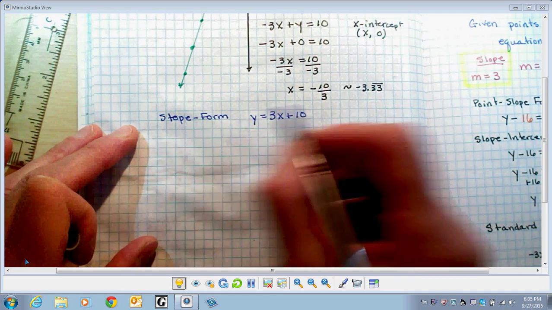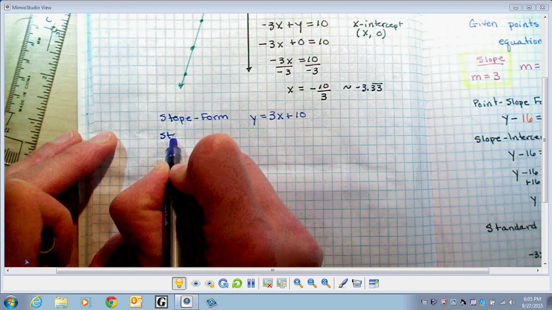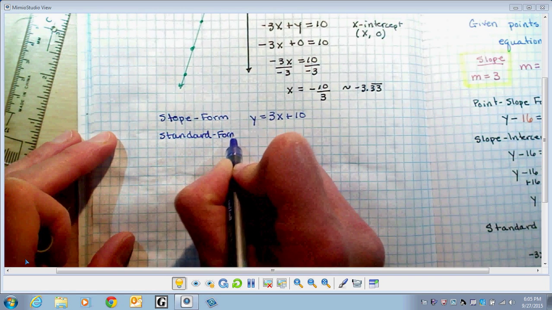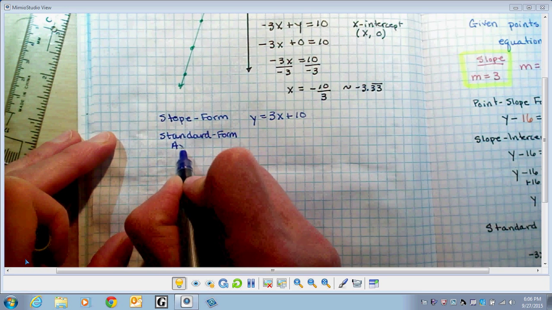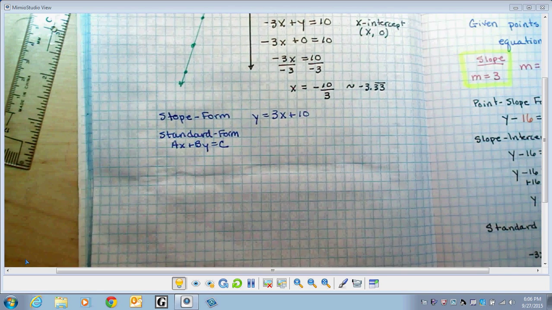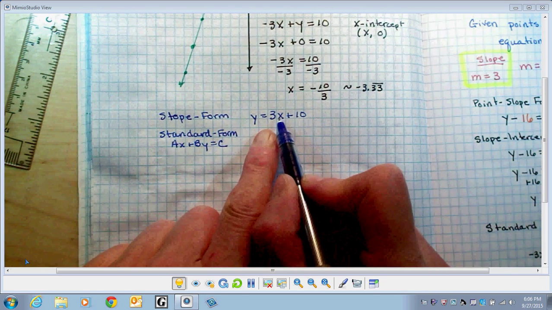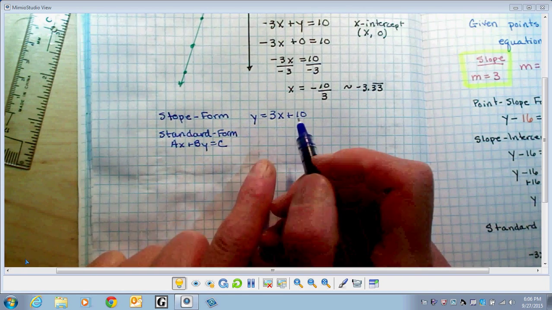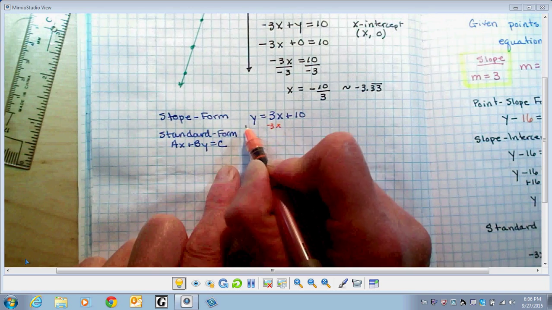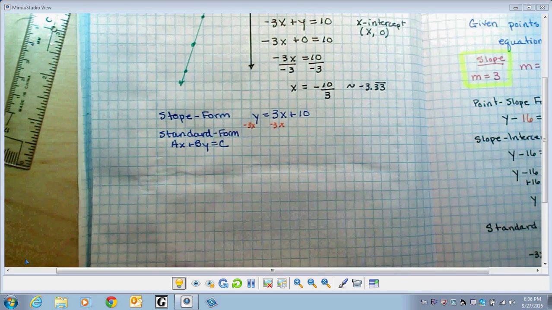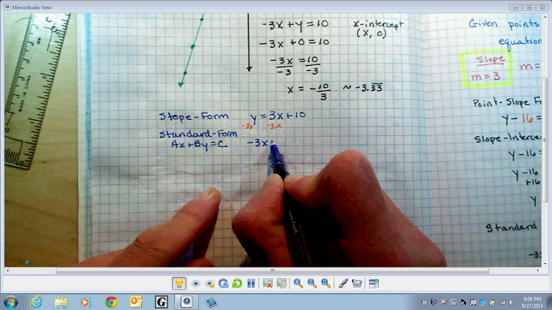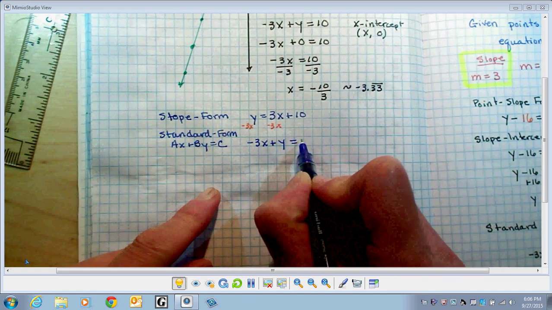But I want to get it into standard form. And remember, standard form is ax plus by equals c. So I just need to get my x over to here. So that means I'm going to have to subtract 3x from both sides of my equal sign. So then that gives me negative 3x plus y equals 10.